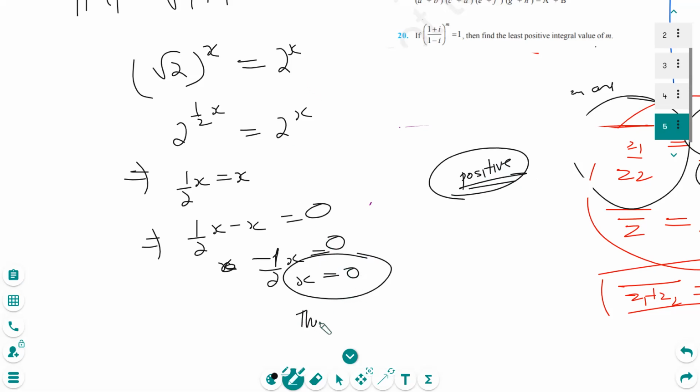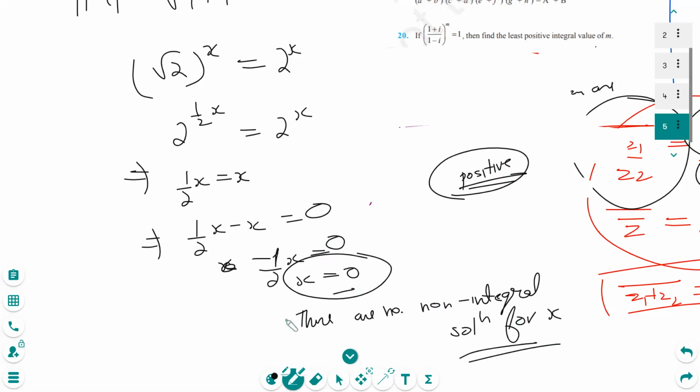So there are no non-integral solutions for x. This is the final answer. Mark it, okay? Is this clear? Okay भैया.